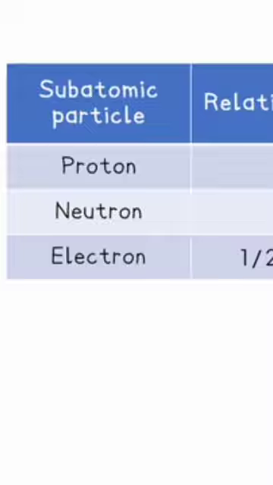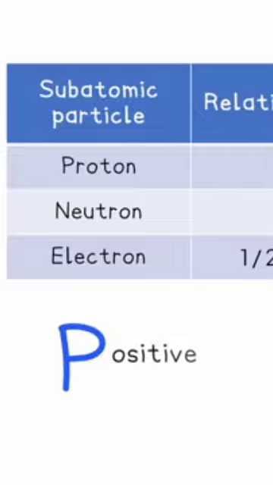Next, we need to consider the relative charges of the subatomic particles. Protons are positive. They have a +1 charge. Neutrons are neutral, which means they have 0 charge. Here are two little tricks to help you remember these charges. The letter P. P for positive, P for proton. The word neut. Not N-E-W-T like the animal, but N-E-U-T. Neut for neutral, neut for neutron.